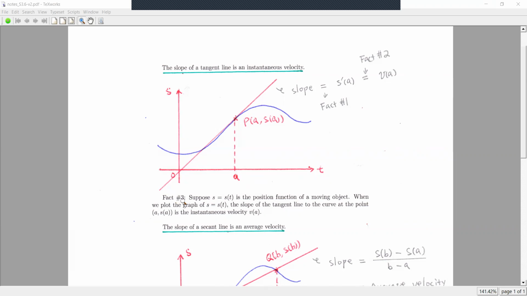Fact number 3. Suppose this function is the position function of a moving object. When we plot the graph of the function, the slope of the tangent line to the graph at the point A, s of A, is the instantaneous velocity of the moving object at the time A.